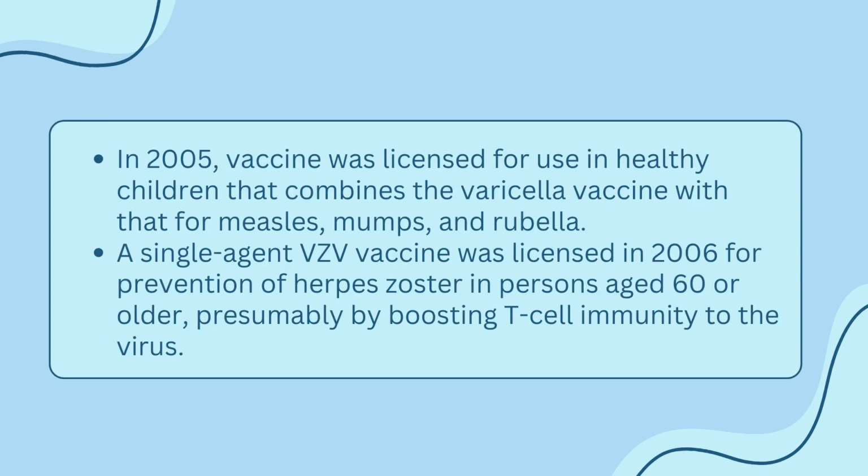In 2005, a vaccine was licensed for use in healthy children that combines the varicella vaccine with that for measles, mumps, and rubella. In addition, a single-agent VZV vaccine was licensed in 2006 for prevention of herpes zoster in persons aged 60 or older, presumably by boosting T-cell immunity to the virus.